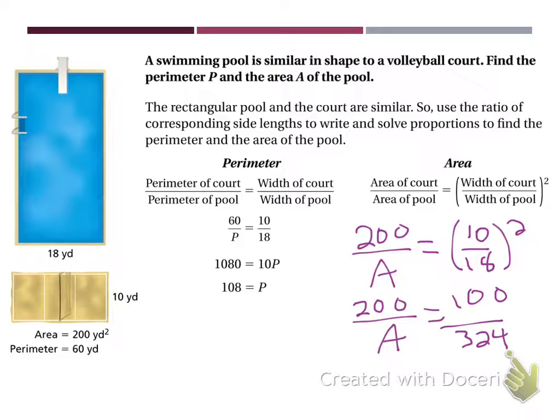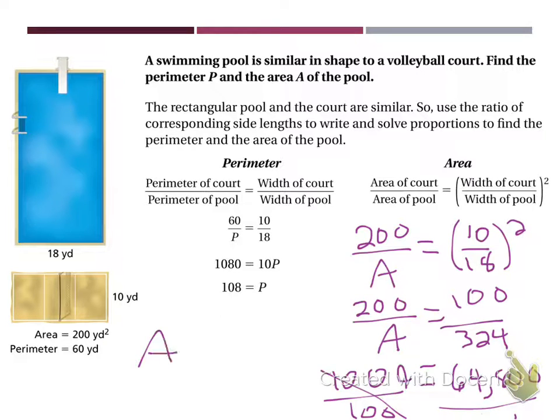Cross multiply, so you get 100A equal to 64,800. Divide by 100 to get A by itself, and I get the area of the pool is 648 yards squared. So the perimeter of the pool is 108 yards, and the area is 648 square yards.